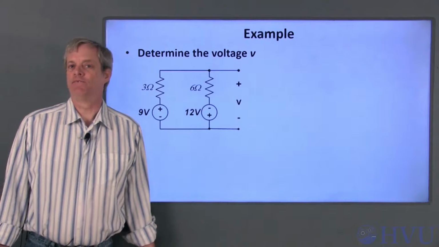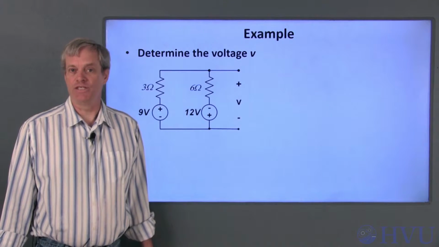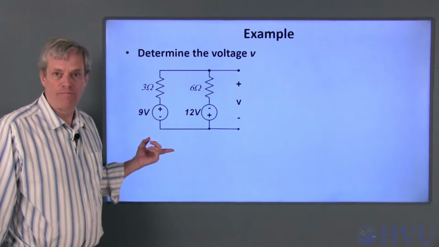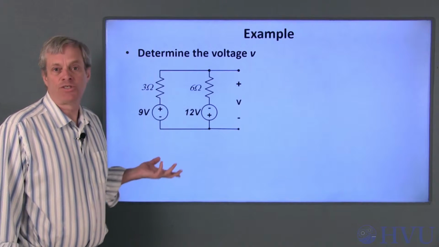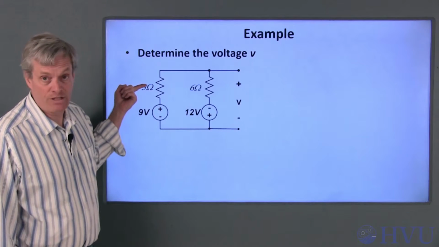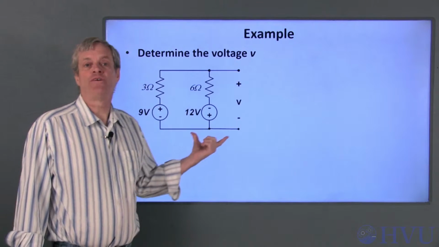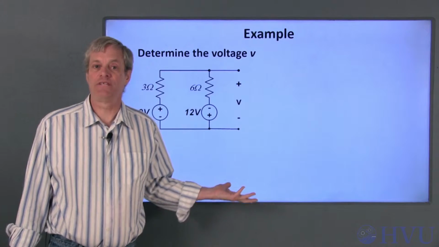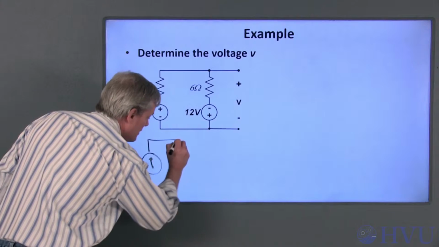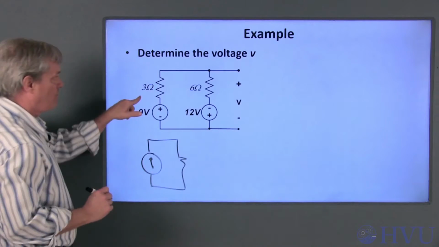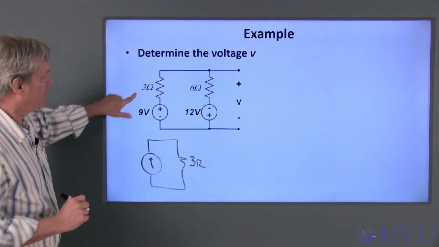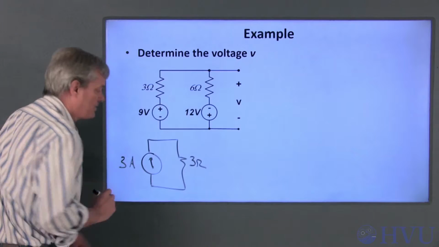Now let's do an example of a circuit analysis using source transformation techniques. This circuit is relatively easily analyzed by either nodal or mesh analysis, but it's also amenable to source transformations. I have two voltage sources, both of which are in series with resistances. I can convert both of them to current sources in parallel with the same resistance. So this combination can become a current source in parallel with a resistance. The resistance doesn't change, it's 3 ohms, and this current is 9 volts divided by 3 ohms, or 3 amps.